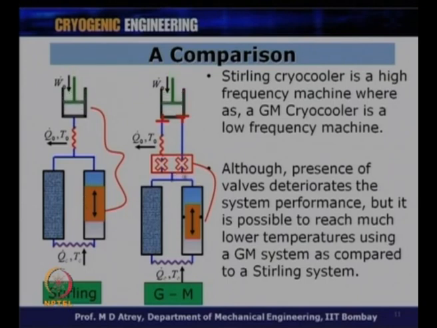This is a very important aspect. The system COP, or GM cooler efficiency, will be quite less as compared to that of a Stirling cooler, but it is possible to reach much lower temperatures using a GM cooler as compared to a Stirling cycle machine. A 2-stage GM cooler can give me around 4 Kelvin, while a 2-stage Stirling cycle may give me around 20 Kelvin. That is the difference between these two systems, a high frequency machine and a low frequency machine.